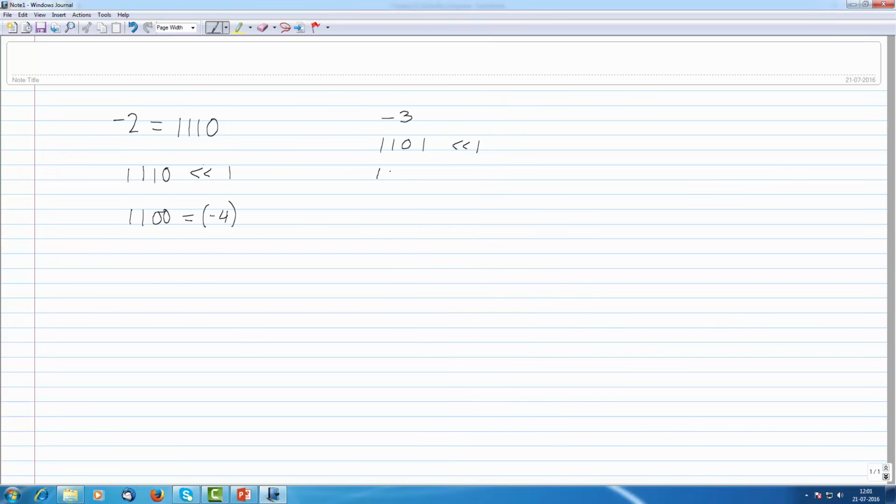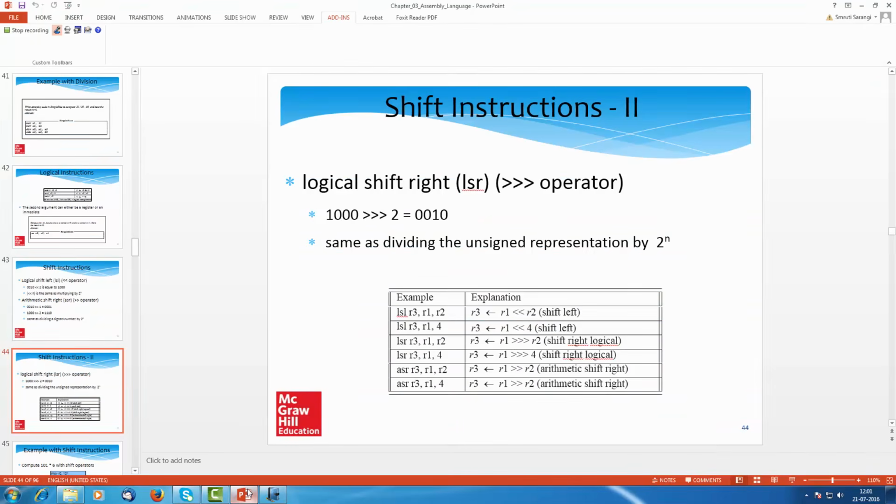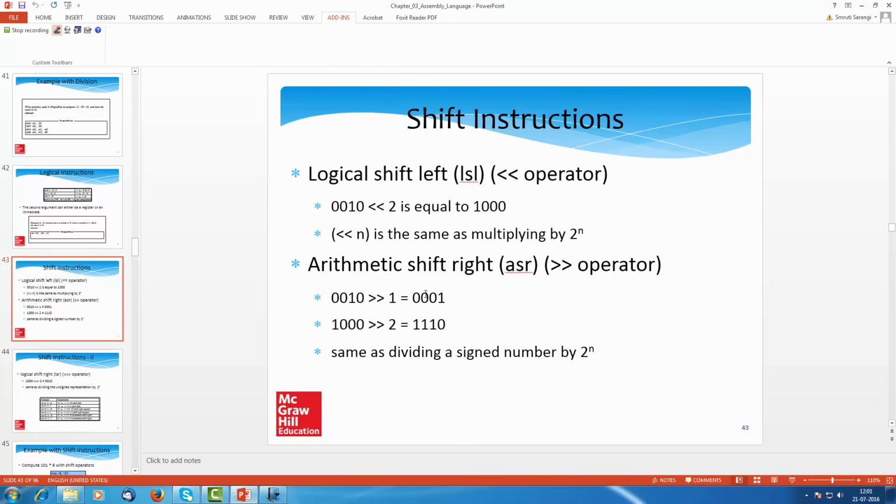So then what do we get? 1010. So what is this? This is 8 plus 2 is 10. So in decimal, this is 10 minus 16 or -6. So what we see is that left shifting holds for positive numbers as well as negative 2's complement numbers. Now that we have discussed left shifting, let us discuss right shifting. So let's go back to the slides.